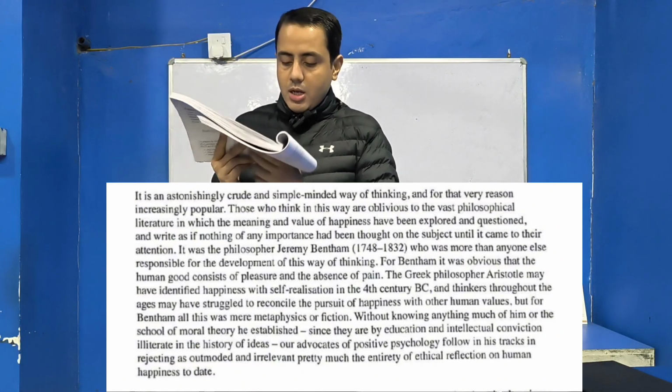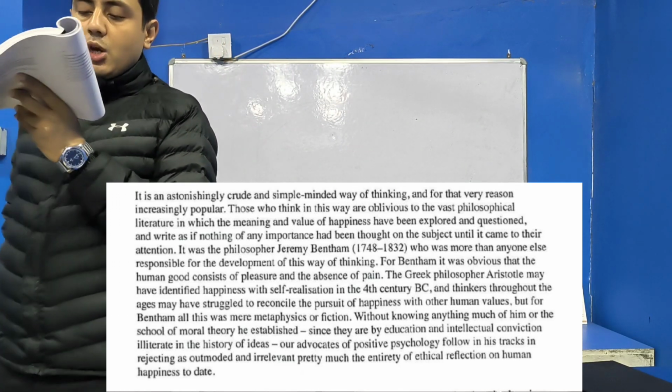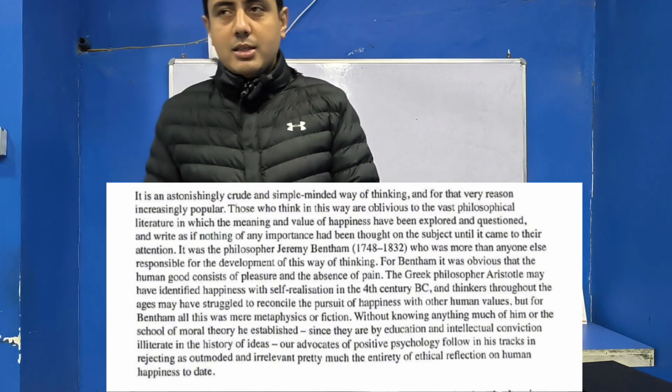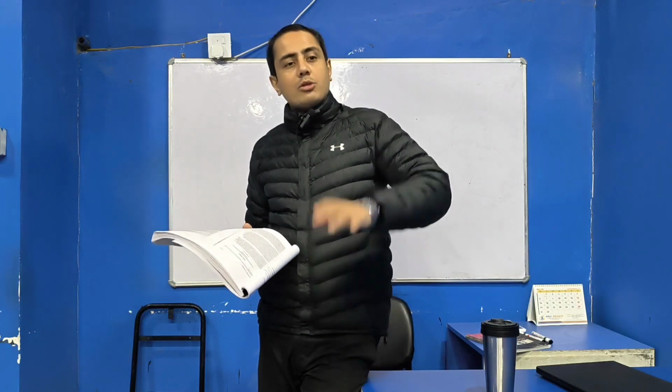Now, the next part, the Greek philosopher Aristotle may have identified happiness with self realization in the 4th century BC. Now, think, this person, Aristotle, thought self realization is happiness. But Bentham thought that absence of pain and pleasure is happiness. So they are not agreeing with each other. Bentham is a more modern person. If you can see the date, 1748 to 1830, is a more modern person. And Greek philosopher Aristotle is from 4th century BC, means thousands of years ago.